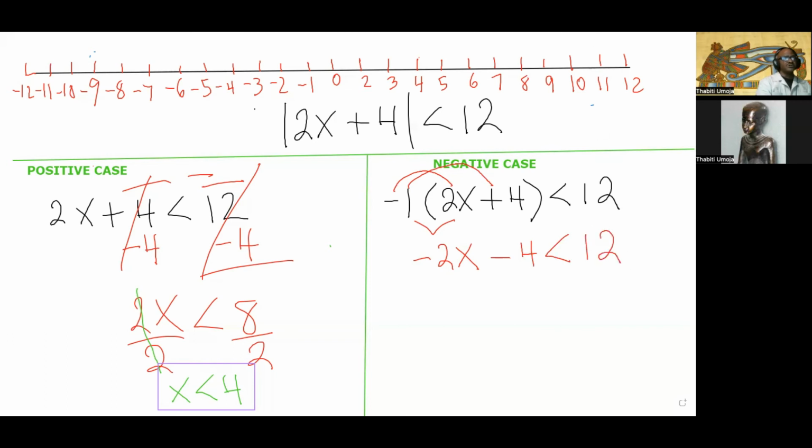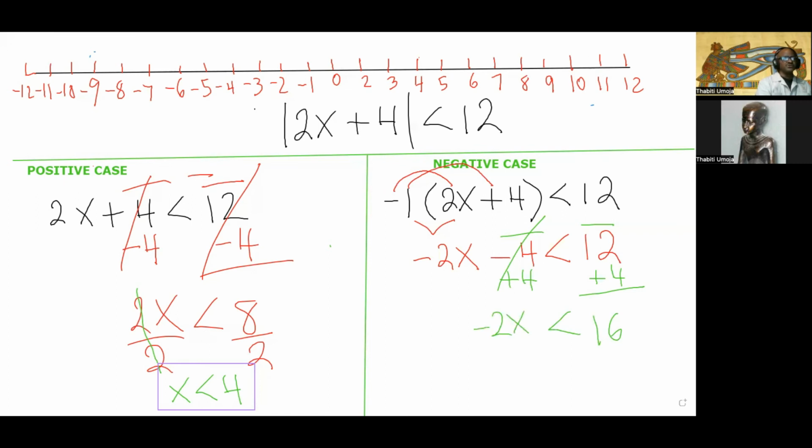Now, what are our like terms? Yes, 12 and negative 4. Okay, which one are we going to move? Yes, the negative 4. We're going to make that positive 4. Make this positive 4. Cross this out. Then we're going to have 16. We're going to have a less than sign, and we're going to have negative 2x.